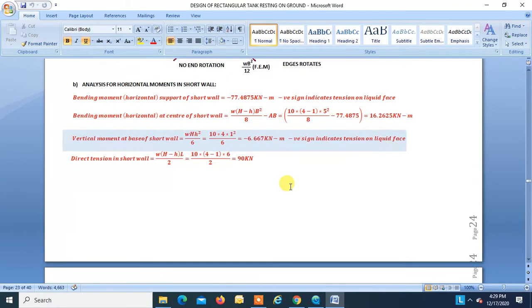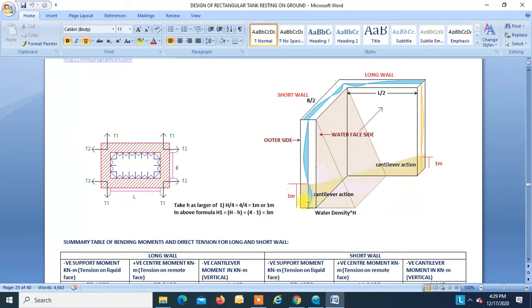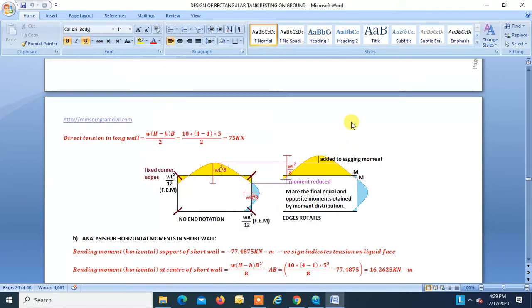Let me show you the drawing. So we are talking about the horizontal moment, right? Over here, on the long wall, the moment is minus 77 point something. Minus means the tension will be on the liquid face side. So that is what this means.